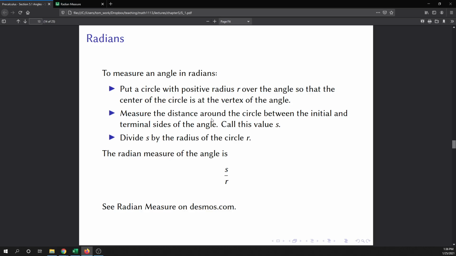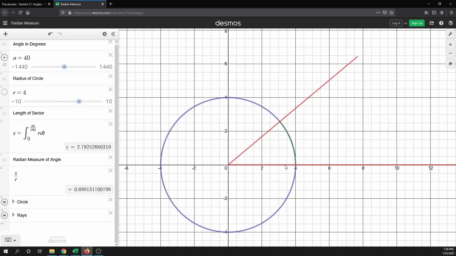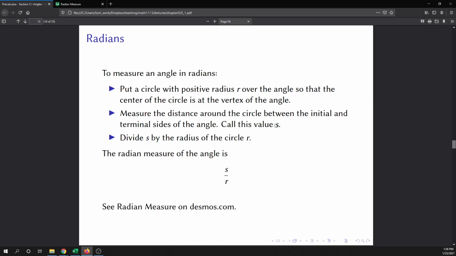Next, we would measure the distance around the circle between the initial and terminal sides. Assuming this angle is in standard position, we just rotated from here to here. We would measure that green distance right here, the measure along the circle between the initial and terminal sides. If we rotated the other way, we would measure this part, or if we rotated around, say, 3 or 4 times before stopping on this terminal side, we would have to measure that whole distance. We're just measuring the distance around the edge of the circle from the initial side to the terminal side. We measure that out and write it down, and we're going to call that value S.